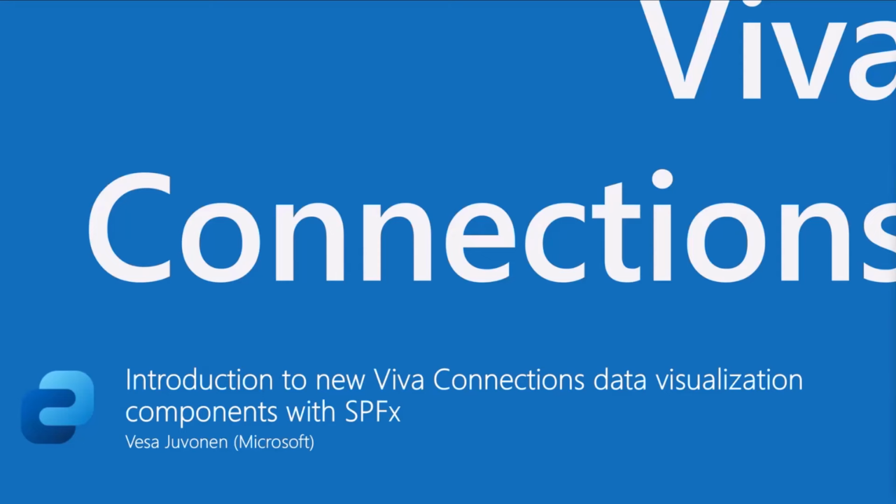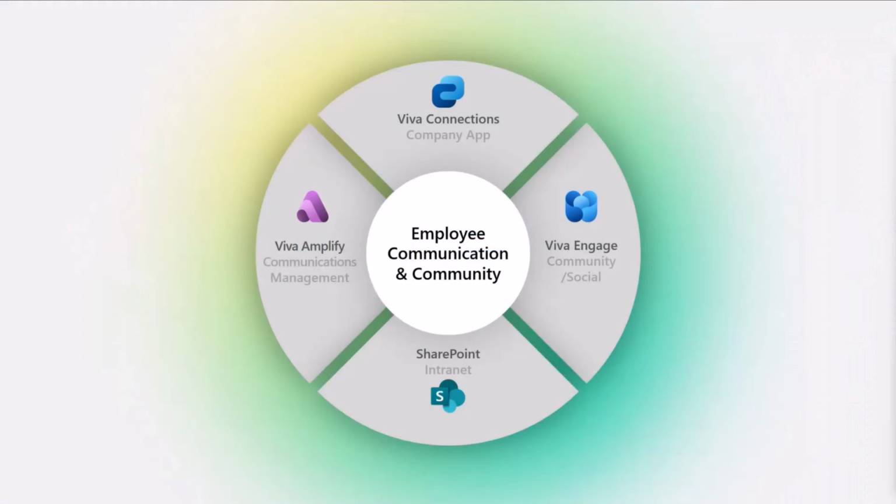Now, today, we're going to focus more on the data visualization components. So these are the different card options which are available in Viva Connection using Pro Developer Storyline. But before we go exactly in there, let me guide you through a bit about the overall thinking with the Viva Connection and positioning what we have with the different tooling. So the Viva Connection is considered as the company app. We have the Viva Amplify, which is considered as the communications management app.